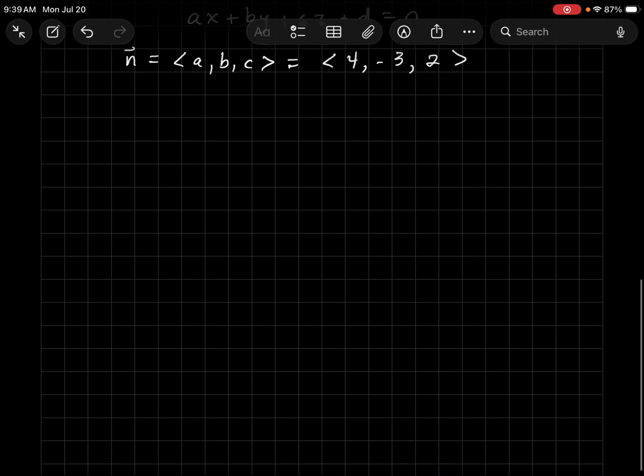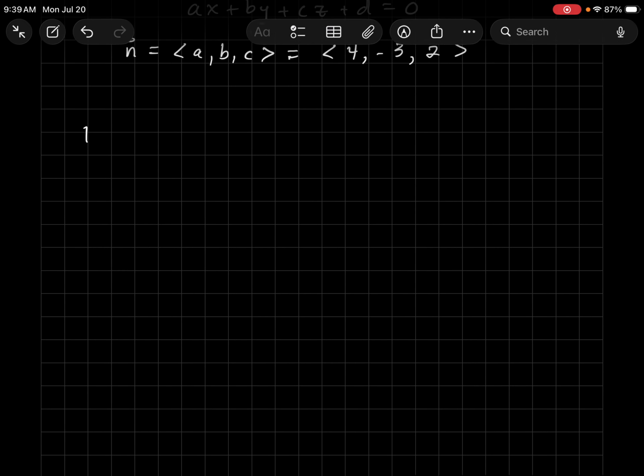Let's do a problem that's a little bit more involved. Let's find an equation of a plane that passes through 3 points.